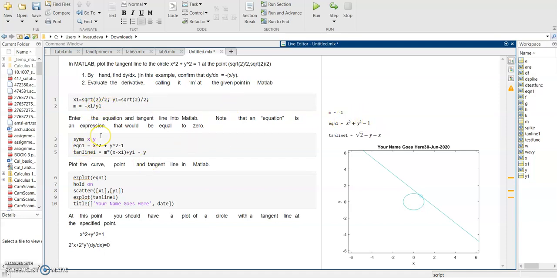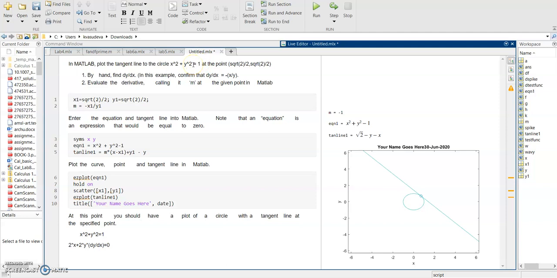Now define the variables x and y, because we have x and y being used here. And then equation 1 is nothing but you rearrange this equation in such a way that you have 0 on the right hand side. So you have x squared plus y squared is equal to 1. So I'm going to transfer this 1.